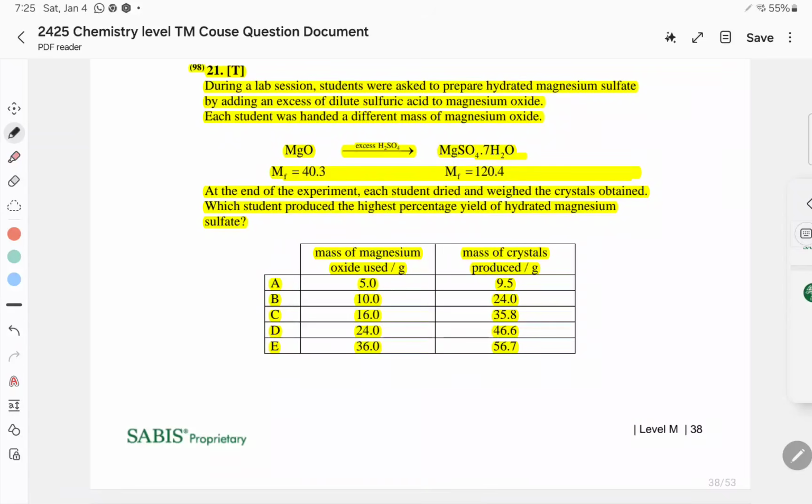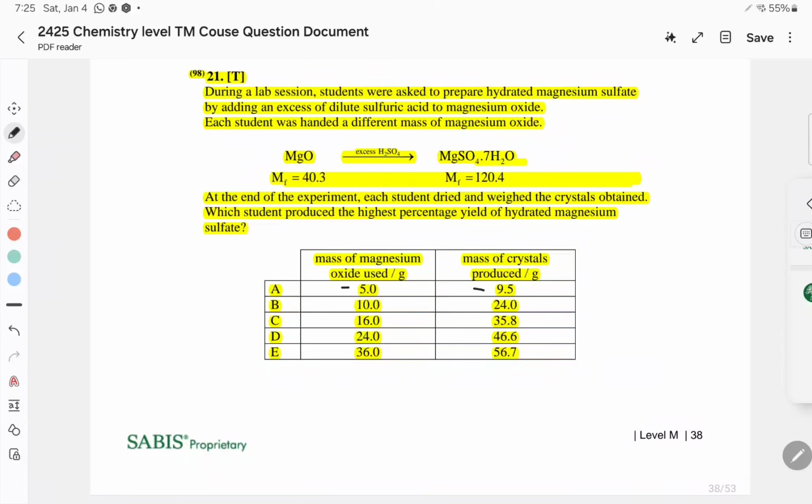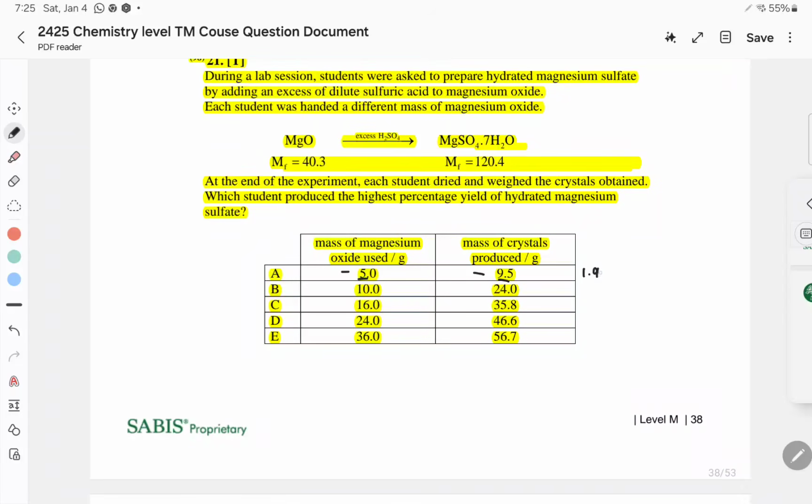We said percentage yield is actual yield over theoretical yield times 100. That's how you find the percentage. So here, what we need to do is use the mass of the crystals produced over the mass of the ones you used and find the one with the highest ratio. So first one, you do 9.5 divided by 5, which will give you 1.9. Here you don't really need to multiply by 100 because you're using the ratios. Now here 24 divided by 10 is 2.4.